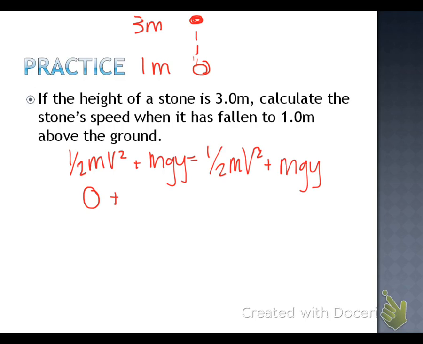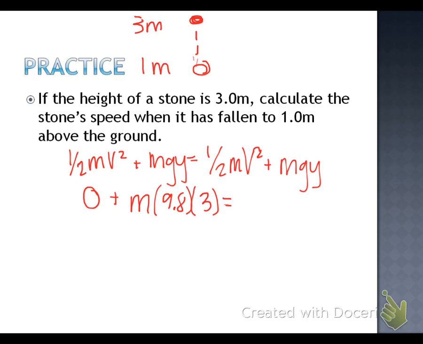Do we know the mass? Nope. They're going to end up canceling. I'm going to walk through with the m kept in there so that we can see how it cancels. Okay, we know that gravity is 9.8, and we know that our distance from the ground is 3. Good.